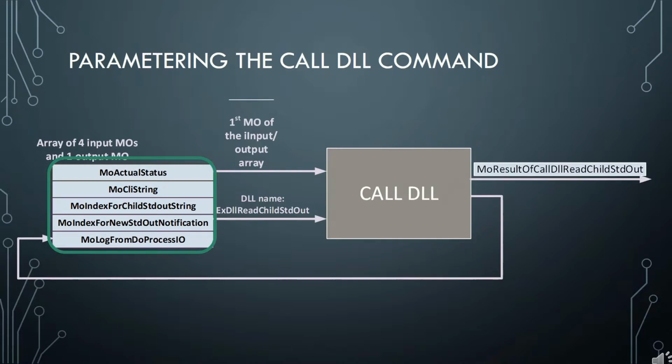MOIndexForNewStdoutNotification is the memory operand referencing the process value for notification that a new string is available from the standard output of the child process. It is also used for communication handling between the OpcDbGateway runtime and the continuously running enhancing DLL. MOLOGFromDoProcessIO is the memory operand referencing the process value with information about errors in arguments configured for the call DLL command.